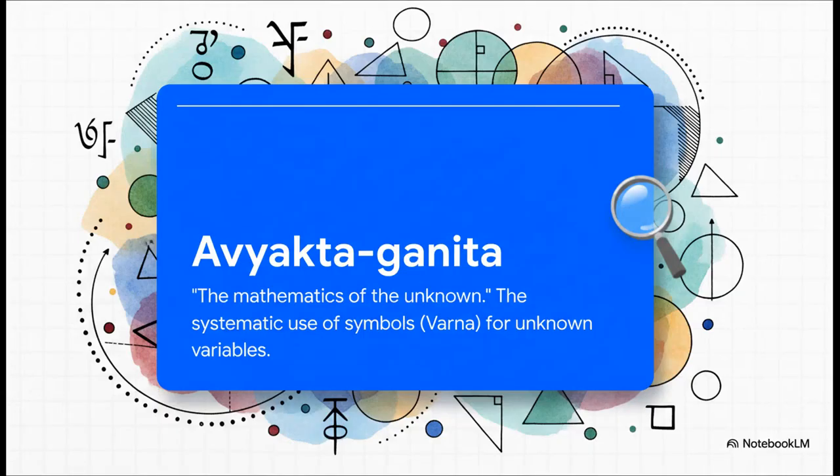So, the first pillar of his system was something he called Avyakta Ganita, which literally means the mathematics of the unknown. This was the formal, systematic use of symbols. He used letters, even colors, to stand in for unknown quantities. That simple idea, letting a letter like X stand in for a number you don't know yet, that's the absolute bedrock of all algebra. It starts right here.